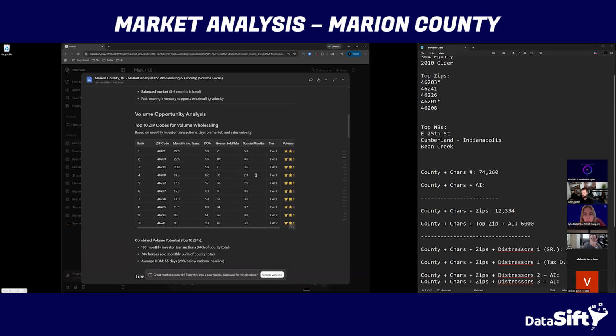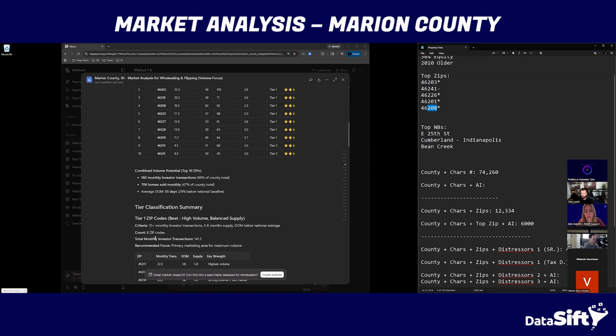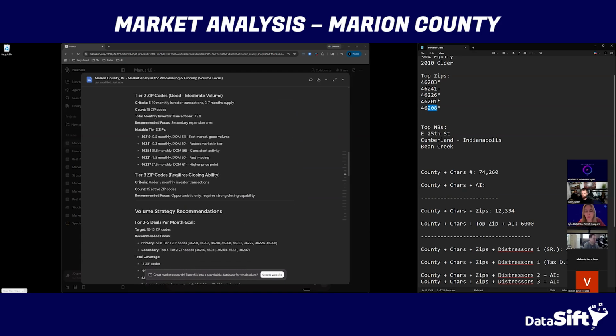208 is on the list, but it's tier 1. Again, supply is 2.3, so I noticed that I would probably rank that higher. 226 is also tier 1. And then 241 is at tier 2. So maybe I want to swap 208 and 241 in their order as far as my priority. I think the reason 208 was lower is because it was a higher estimated value. I think that's why we did that. But yeah, pretty good.